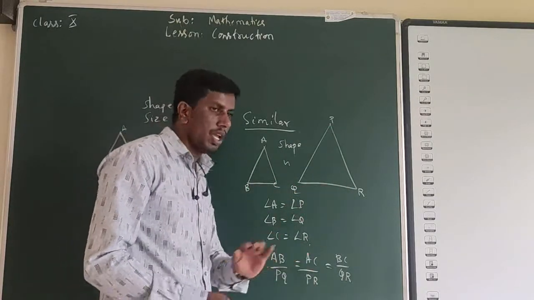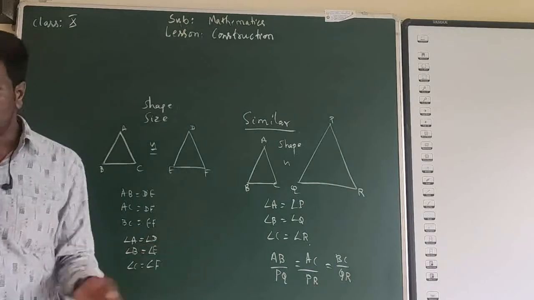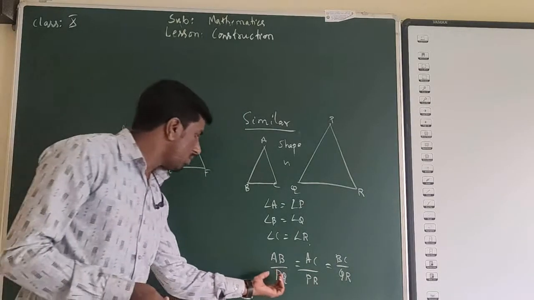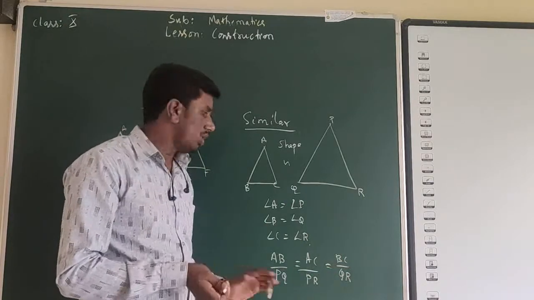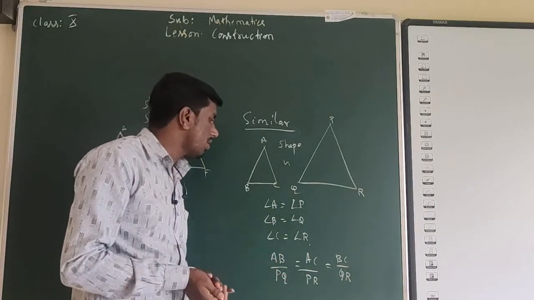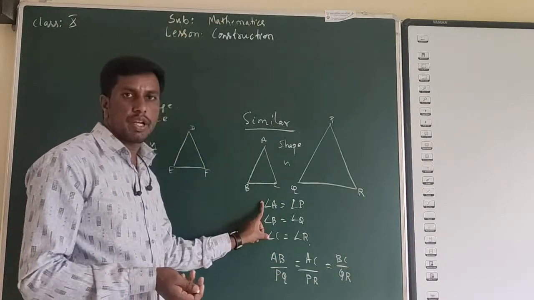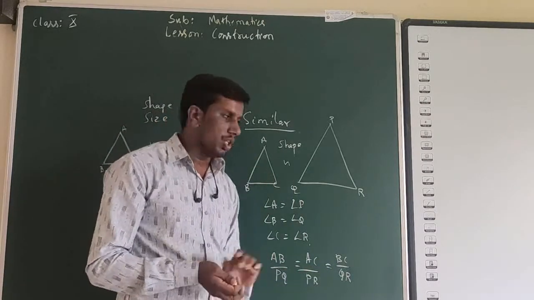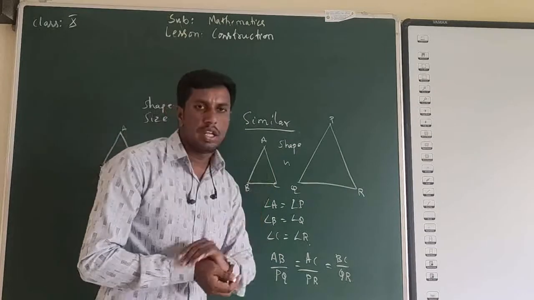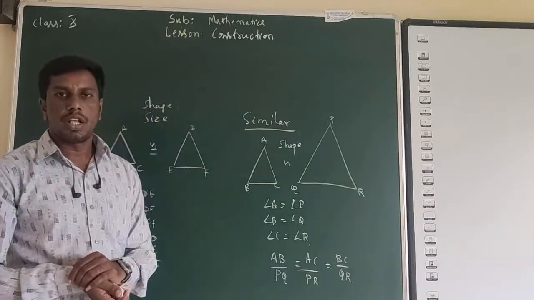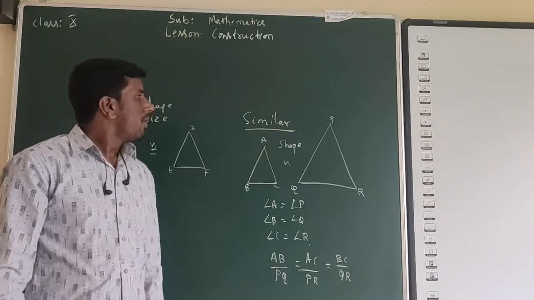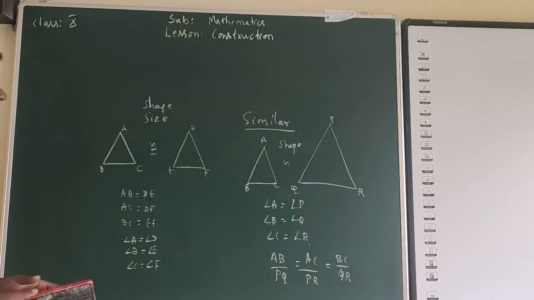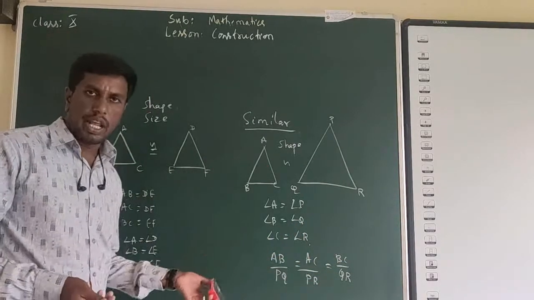If you take these corresponding sides, they should have the same ratio. These two conditions have to be satisfied. First, their corresponding angles must be equal, and their corresponding sides are in the same ratio. Then only we will say that these two triangles are similar. Okay. So in detail you are going to study similar triangles in the triangles chapter.